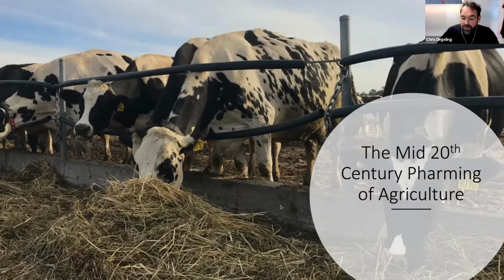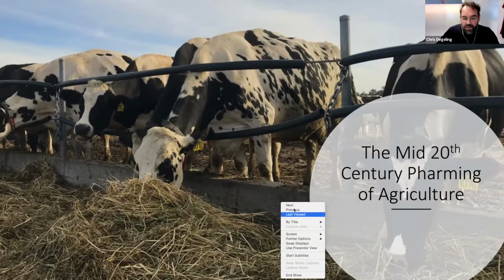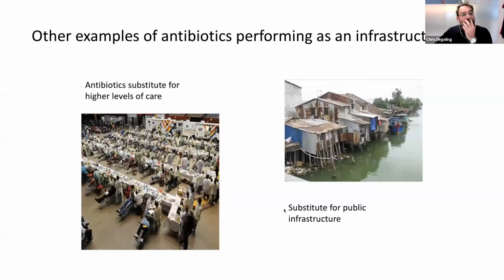If we look at other systems and ways of doing things, I really don't know why that doesn't want to advance, but I'll just play with my mouse. You can see there are other examples or exemplars of where this happens. So antibiotics are used classically to substitute for higher levels of care in places in low-income countries where they don't have access to doctors or hospitals or sophisticated medical interventions. So rather than doing something complicated, you just give antibiotics to assuage the problem.